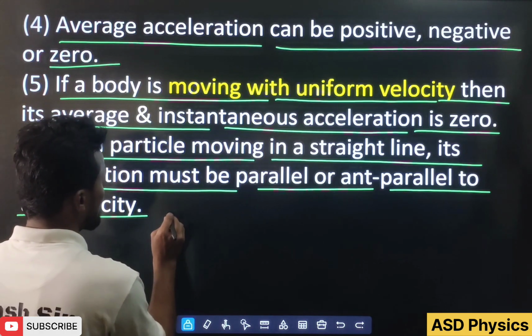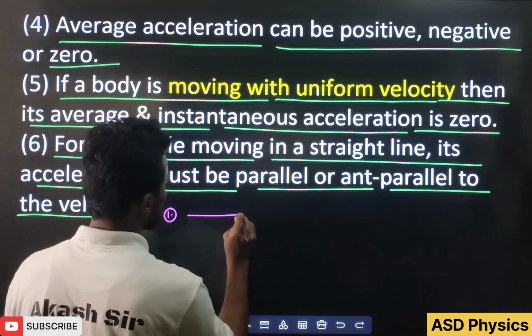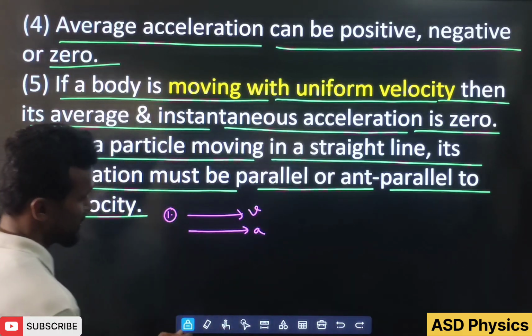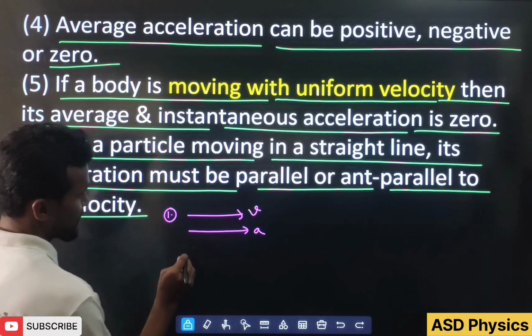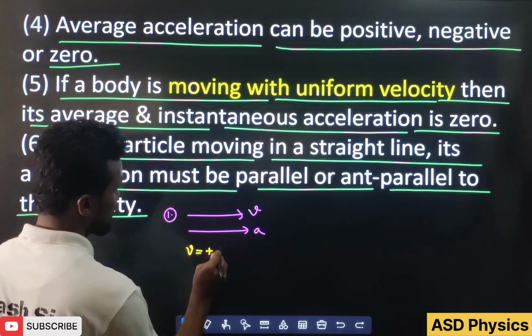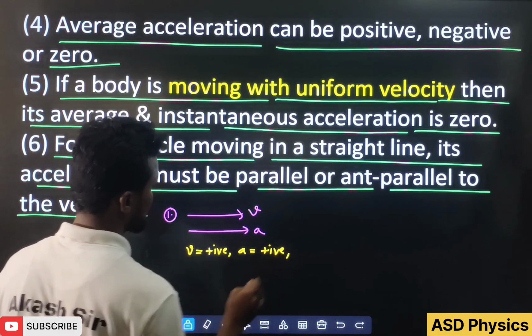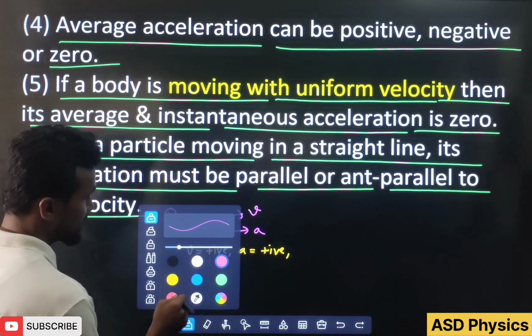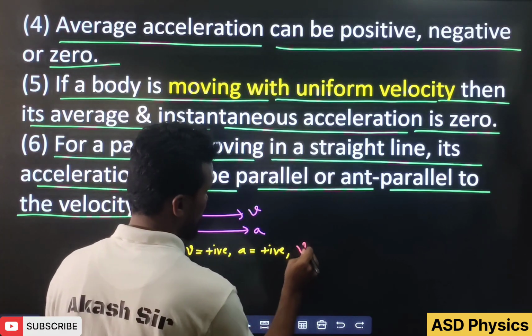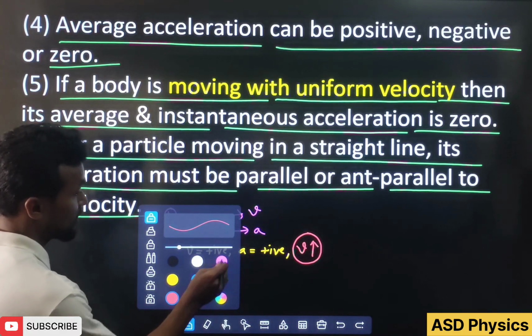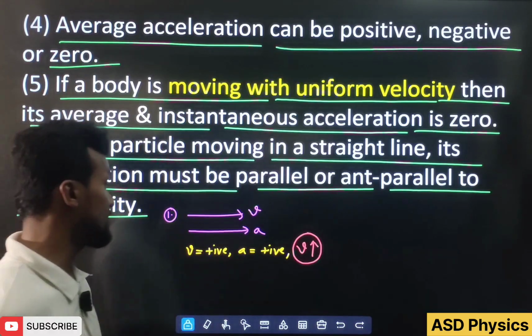Now one by one we'll see. First case here: let's take for example velocity in this direction, and let's take acceleration in this direction. Both in the same direction. So let's take the general sign convention: velocity positive, acceleration also positive. So what will happen here, students? In this situation, when both are in the same direction, velocity will increase.